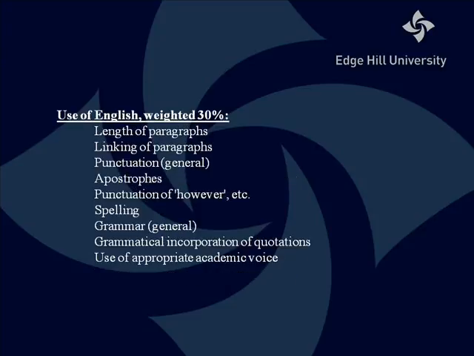The next category on which you will be assessed will be use of English, weighted at 30%. Length of paragraphs should be 125 to 175 words long. The last line of each paragraph should link the content of that paragraph to the content of the next. So linking is very important. That helps your reader understand what you're talking about. You're leading your reader through.